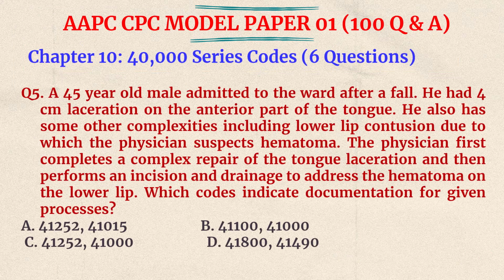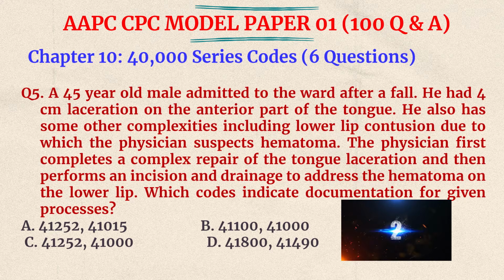So the answer will be 46221, that is C. Question number 5. A 45-year-old male admitted to the ward after a fall. He had a 4 centimeter laceration on the anterior part of the tongue. He also has some other complexities, including lower lip contusion, due to which the physician suspects hematoma. The physician first completes the complex repair of tongue laceration and then performs an incision and drainage to address the hematoma on the lower lip. Which codes indicate the documentation for the given process? So there are a couple of CPT codes for each answer. So let's pause the video, take your CPT code book and find the answer.